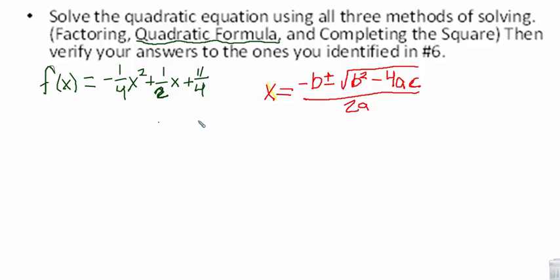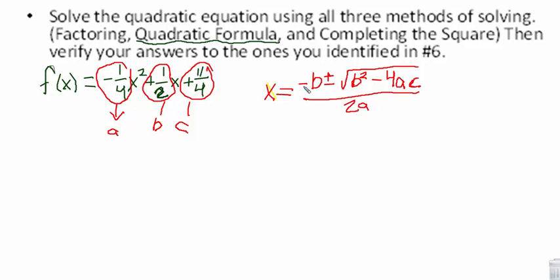So this is my problem in standard form, and negative 1/4 is my A value. Your A value is always in front of the x squared. 1/2, which is next to the x, is my B. And 11/4 is my C. Now some of y'all are thinking, oh no, we got to deal with fractions. But if you have a calculator, it's really not that bad. I don't usually recommend plugging things into your calculator, but I think this would be a very beneficial time to do that.